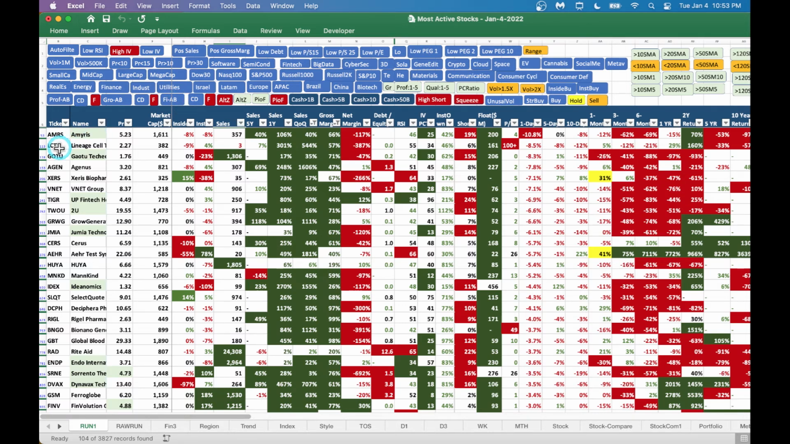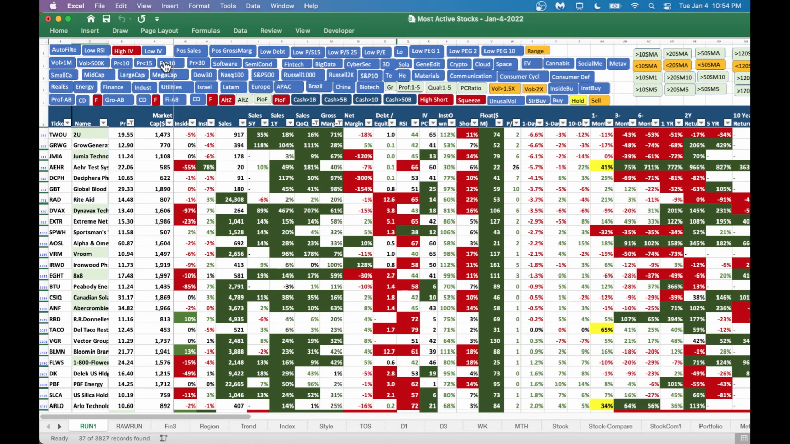Some of them are Chinese names. You can avoid them, like GoTo here as an example. Let's also say to begin with, we want price greater than $10 here. So we can get rid of some low price stocks to begin with. So these are the names you could look at here slowly and buy them.